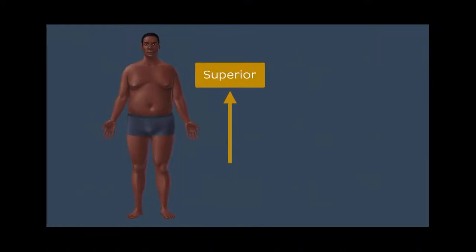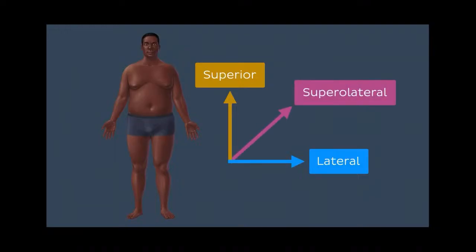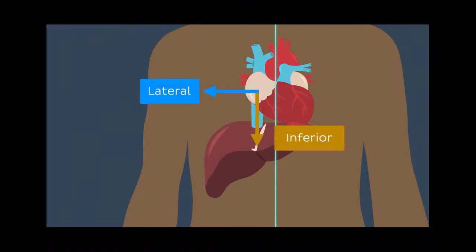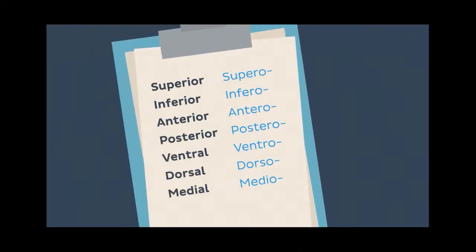Now that we've learned about the major directional terms, it's important to note that using one directional term is often not enough to describe the location of a structure in relation to another. Fortunately, we can combine them to give a more accurate description of anatomical structures. The liver is located below the heart and away from the midline, so we can describe that as infrolateral. To combine the two directional terms, we usually abbreviate the first term, like in this list, and then add it to the second term.